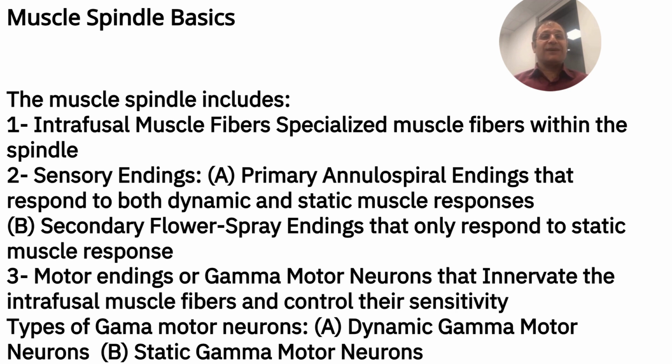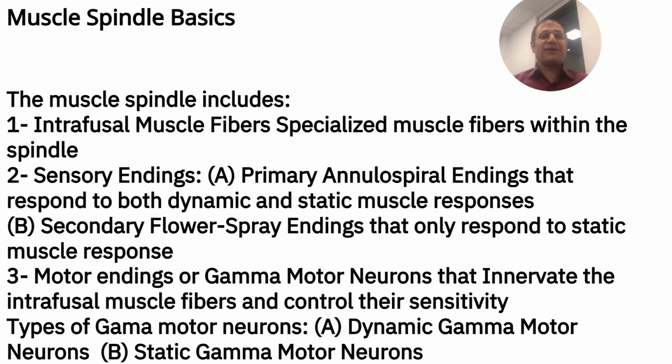2. Sensory endings, which are: A. Primary annulospiral endings that respond to both the rate of change and the absolute length of the muscle. The rate of change means dynamic response, and the absolute length means static response. B. Secondary flower spray endings that primarily respond to the absolute length of the muscle. 3. Motor endings, or gamma motor neurons, innervate the intrafusal muscle fibers and control their sensitivity. The gamma motor neurons are part of the efferent motor system that innervates the intrafusal fibers of the muscle spindle.